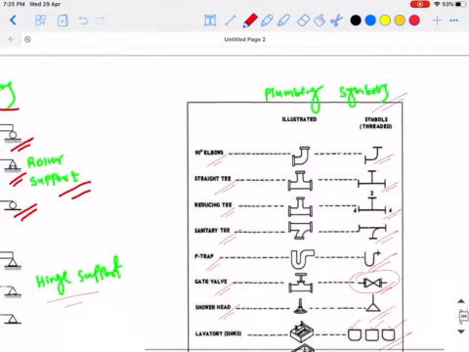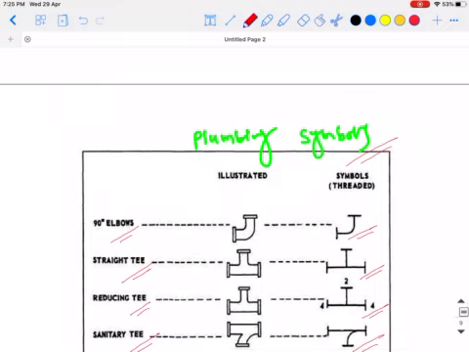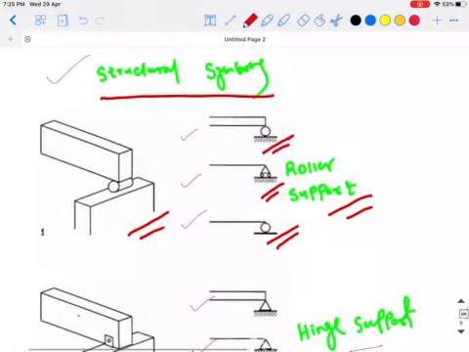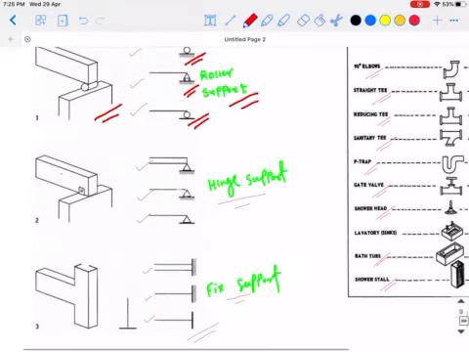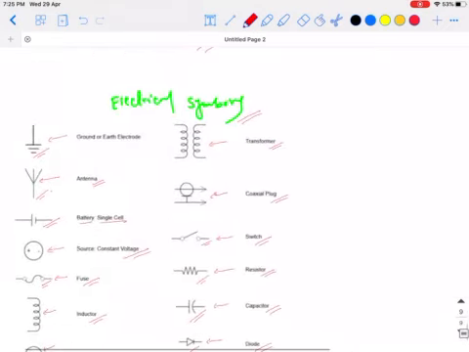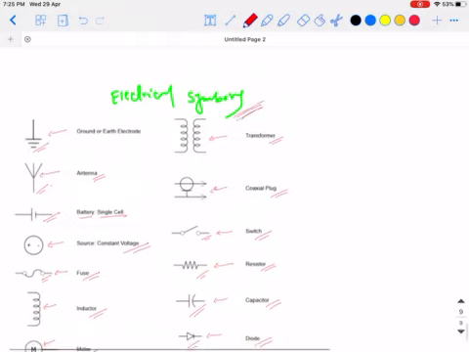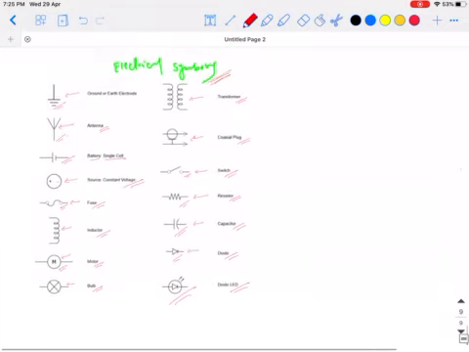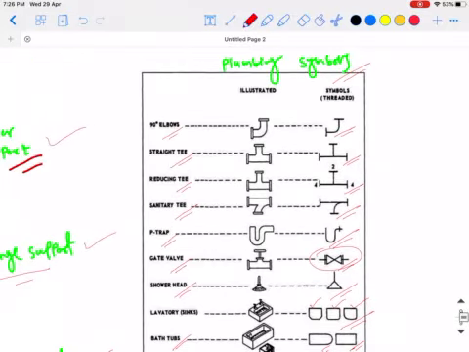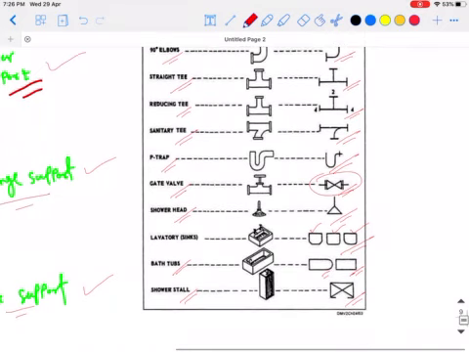So these are the three main types of symbols which are used for building design. First one, structural symbols. As we saw, three types of support: roller support, hinge support, and fixed support. Then the next symbols, electrical symbols. We saw different types of electrical symbols which are used for building design. And the last one, plumbing symbols, as we saw in this image.